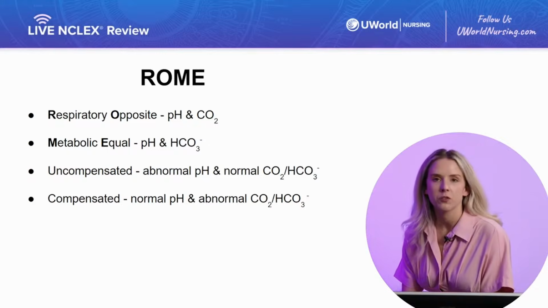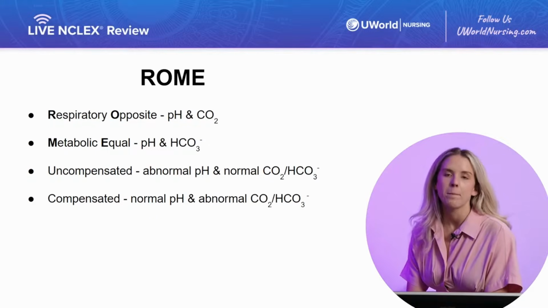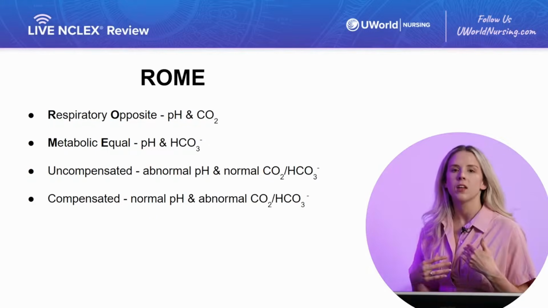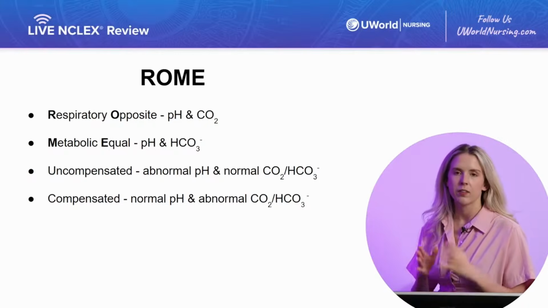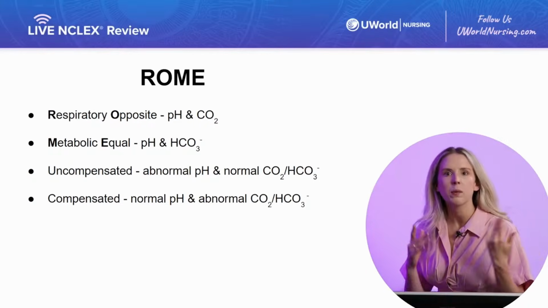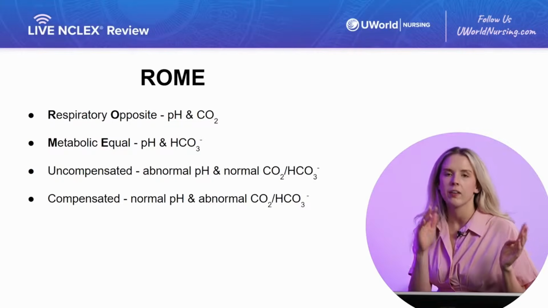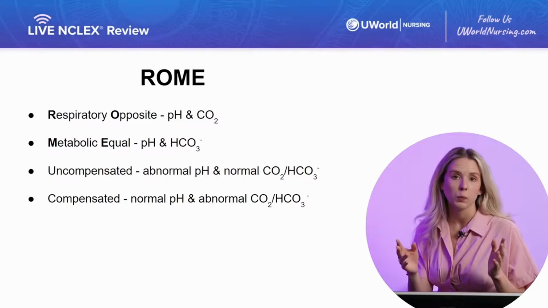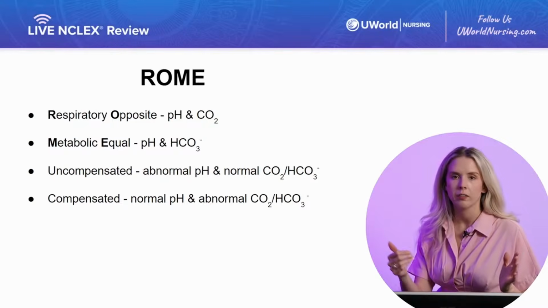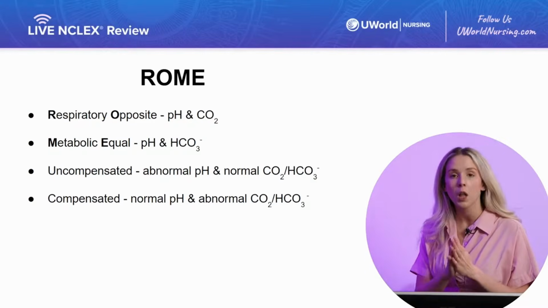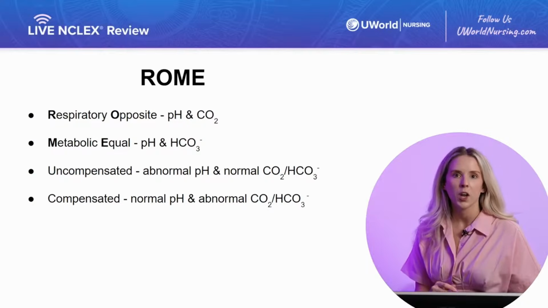But ROME stands for respiratory opposite, metabolic equal. So what this means is we know we can decipher if it's acidosis or alkalosis. That one's pretty easy. We just take a look at that pH. Is it between 7.35 and 7.45? Then we know it's normal. If it's higher than 7.45, we know we're in alkalosis. And if it's lower than 7.35, we know we're in acidosis.